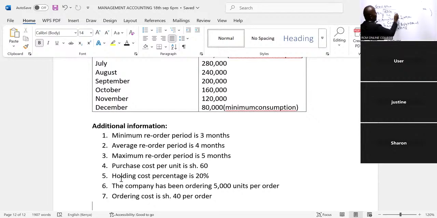So this will be the square root of 2 times annual demand. Annual demand is 2.4 million times cost per order. Cost per order is 40, all over 12 bob. Remember, you shall start with whatever we have under the square root. That's like a bracket. So you take your calculator, say 2 times 2.4 million times 40 divided by 12. Whatever answer you get there, you say square root.